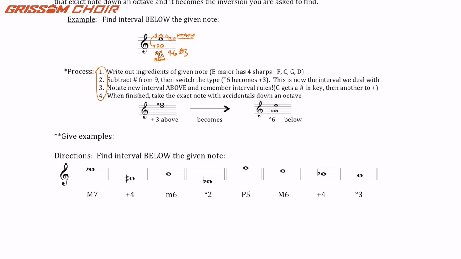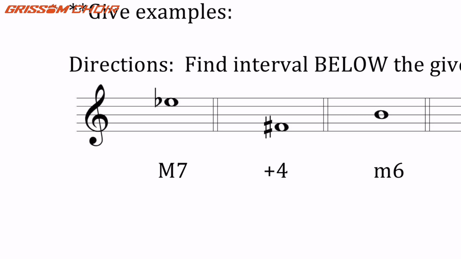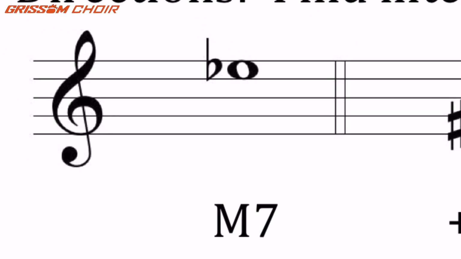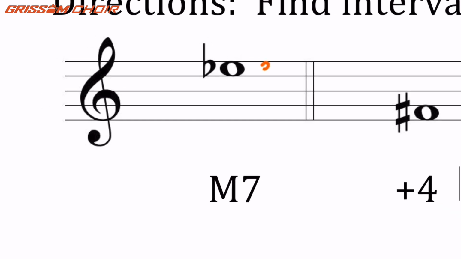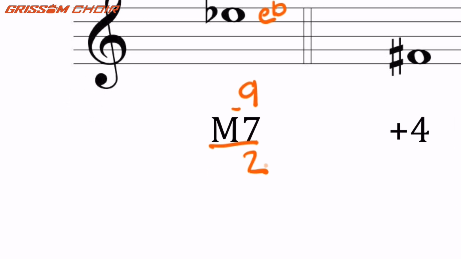Let's go on and do these first 2 examples together. So we're finding the inversion. Let's find the interval below the note. So this note right here is an E flat. We're looking for a major 7th below E flat. So what we have to do is subtract 7 from 9. That then becomes 2. The major 7th then becomes the minor 2nd.